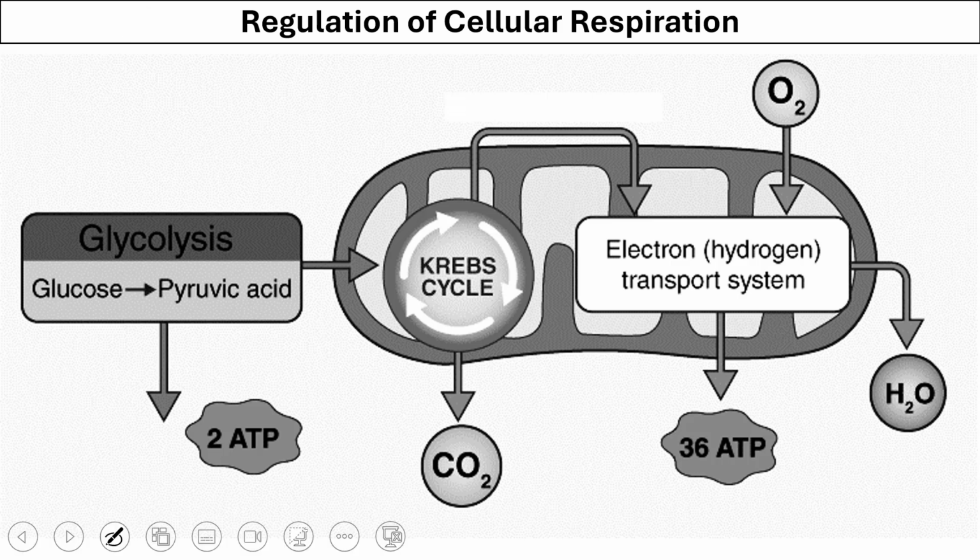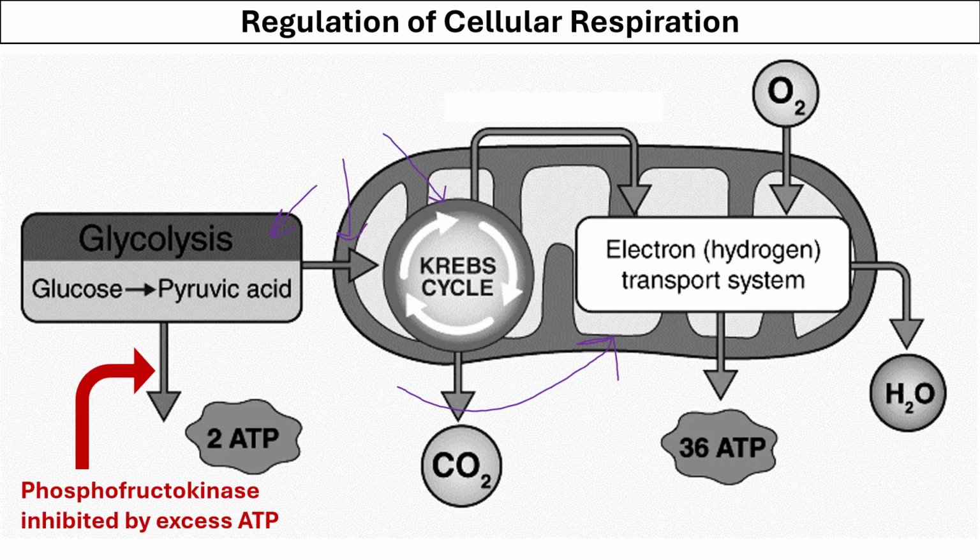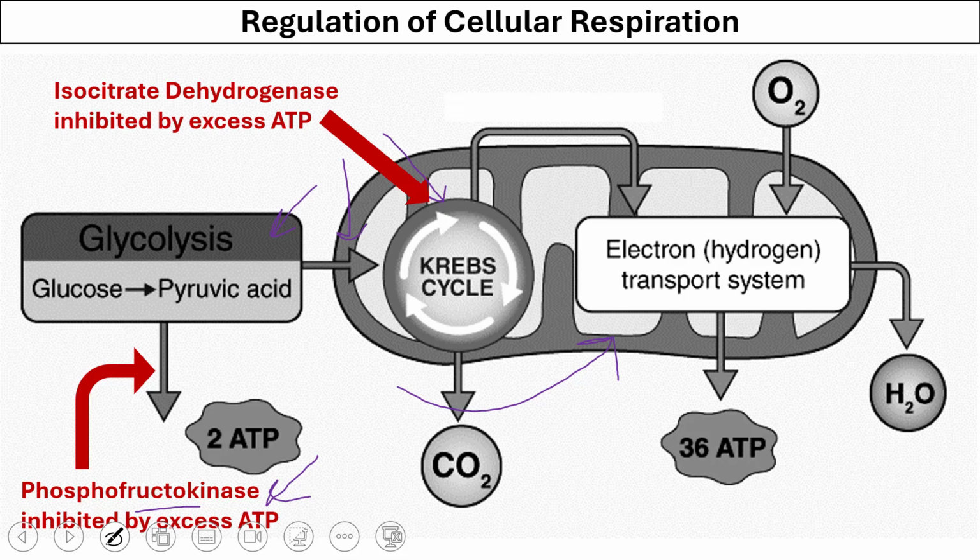Let's look at the steps again. There is glycolysis, then there is a transition reaction and Krebs cycle, everything leading to the electron transport chain. But let's say there is a situation where we already have a lot of ATP in the body. One of the important enzymes of glycolysis is phosphofructokinase, which is then inhibited by the excess of ATP and the glycolysis reaction is stopped. An important enzyme in Krebs cycle is isocitrate dehydrogenase, which is also inhibited by excess ATP and the ATP production is stopped.